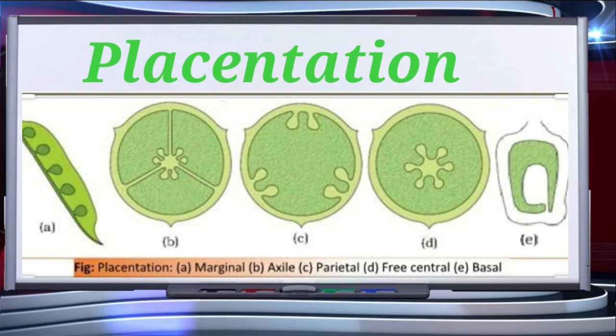When the ovules are borne on the central axis and septa are absent, as in dianthus and primrose, the placentation is said to be free central. In basal placentation, the placenta develops at the base of ovary and a single ovule is attached to it, as in sunflower and marigold. So children, this is all about morphology of the flower.